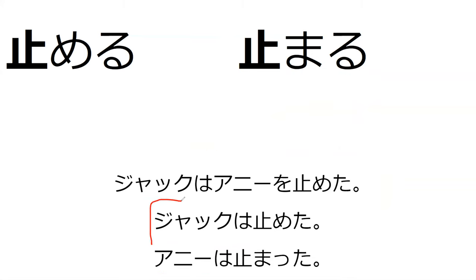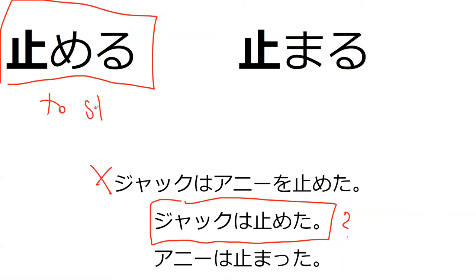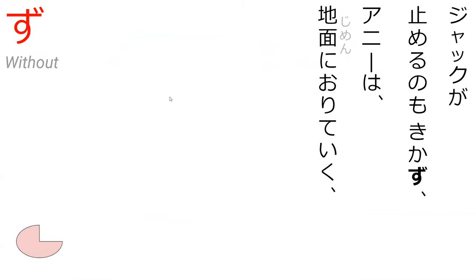So if you said Jack wa tometa, that does not mean Jack stopped. This means Jack stopped something, and the something has just been dropped. Jack wa tometa. Annie wa tomatta. But for our case, we really only need to know tomeru, which means to stop something. But yeah, very confusing when the word in English fully depends on context.